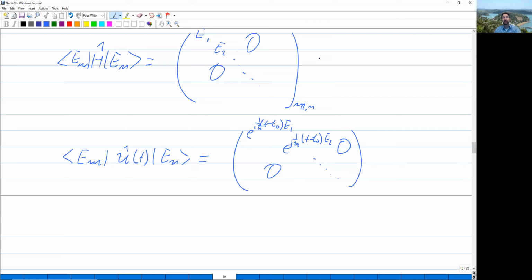So what we see is that if we have a Hamiltonian that's time independent, then it is super useful to find its eigenbases. Because once we have the eigenbases, we have solved the dynamics. We have solved the problem entirely.